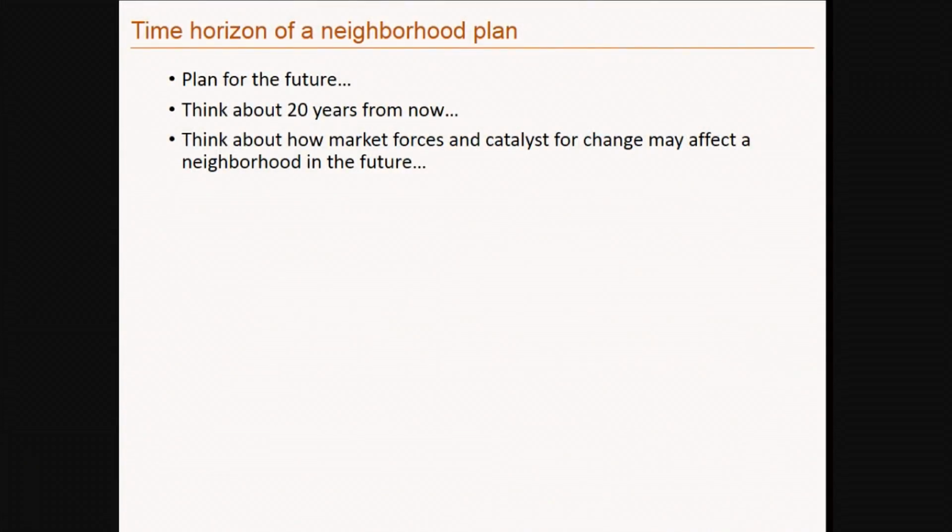So let's talk about the time horizon of a neighborhood plan. Plans are for the future. Think for a second about 20 years ago and how much has changed since, and then think for a second what could happen 20 years from now. When we say time horizon, most of our plans are typically looking out 20 years into the future, trying to anticipate change 20 years into the future. A lot happens in 20 years. We've argued internally that it should be more like 10 years or 15 years.